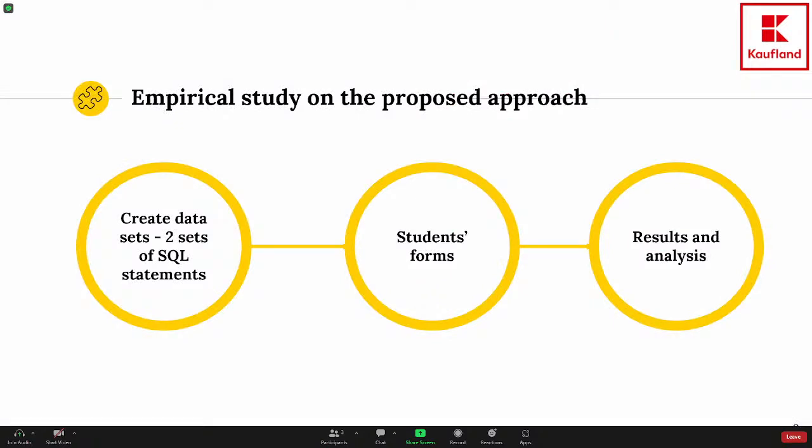To validate the proposed approach, I used an empirical study. The first step was to create 2 datasets containing SQL statements and 2 forms that were filled in by 10 students from the database program. And the last step, results and analysis.